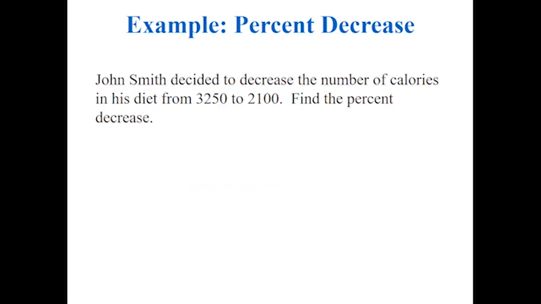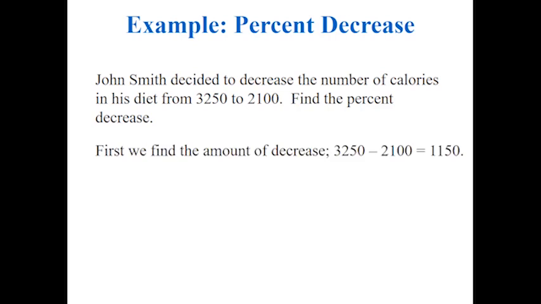John Smith decided to decrease the number of calories in his diet from 3,250 to 2,100. 3,250 seems like a lot of calories per day. Just throw that out there. Find the percent decrease. So first, we need the amount of the decrease. Big minus small to find the amount. 3,250 minus 2,100 is 1,150.